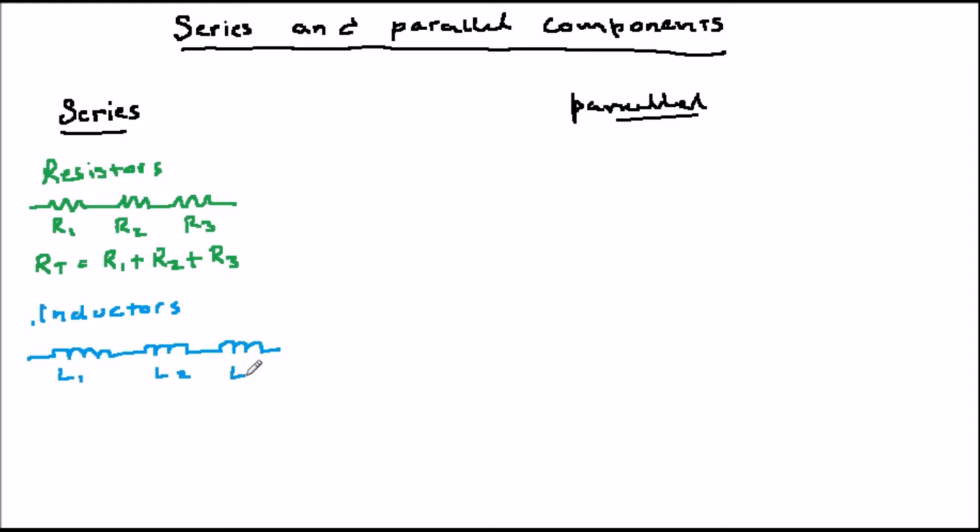Inductors in series add up in exactly the same way as resistors, as shown in the diagram. The odd one out is capacitors. When we add capacitors in series together, they add in a rather peculiar way. 1 over the total capacitance is equal to 1 over C1 plus 1 over C2 plus 1 over C3.